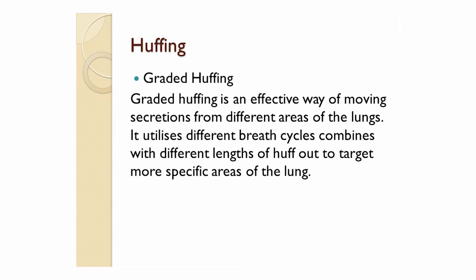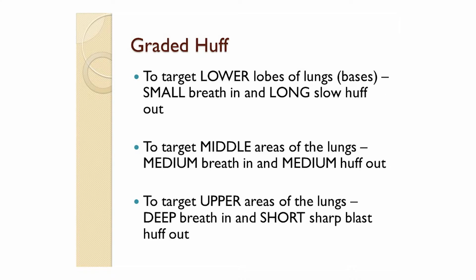It utilises different breathing cycles and combines with different lengths of huff out to target more specific areas of the lung. So to divide it up, the lower lobes or the bases are small airways. Think small. Small airways, small breath in, long, slow huff out. And that's right out, right out, right out. We'll demonstrate this. To target the middle areas of the lung, we want to take a medium breath in and a medium huff out. And to target the upper chest or upper airways, deep breath in and a short, sharp huff out. So that's a good forced one.